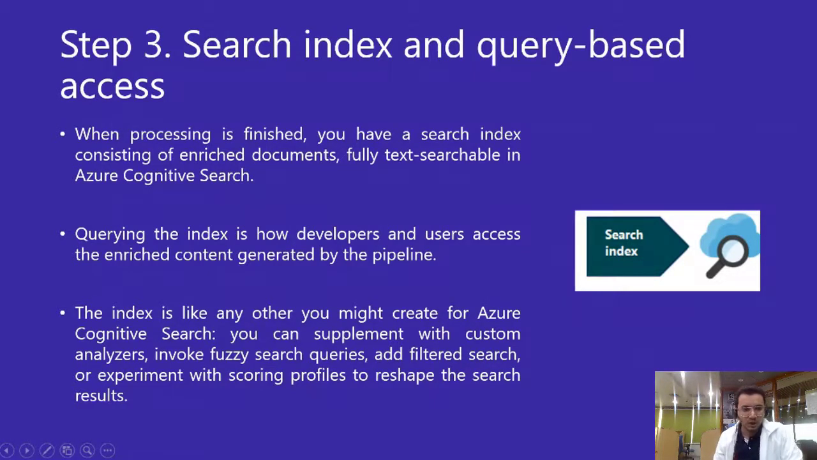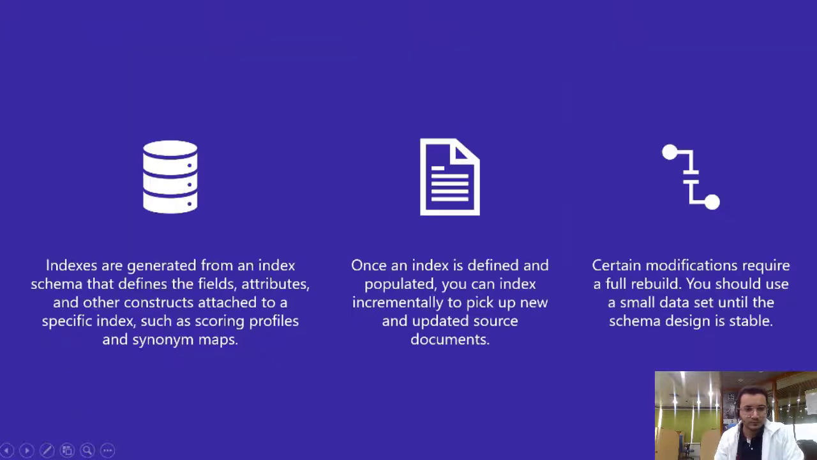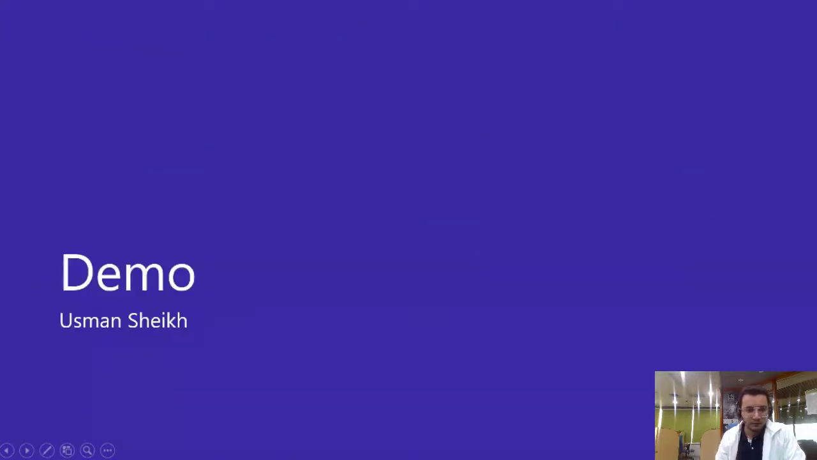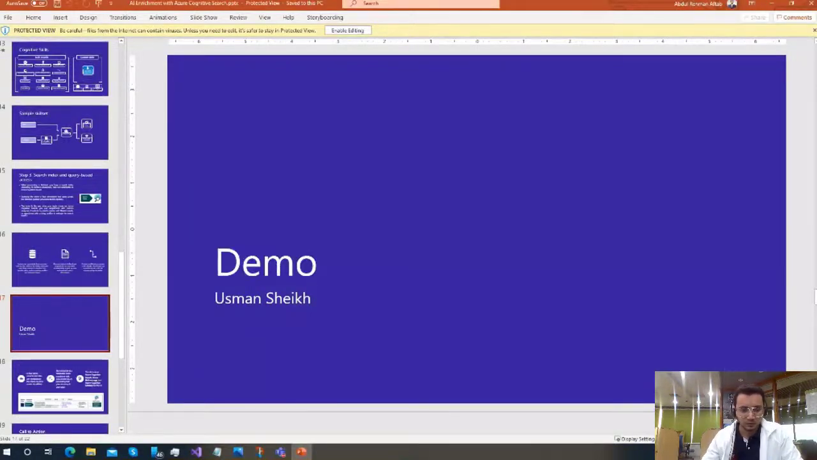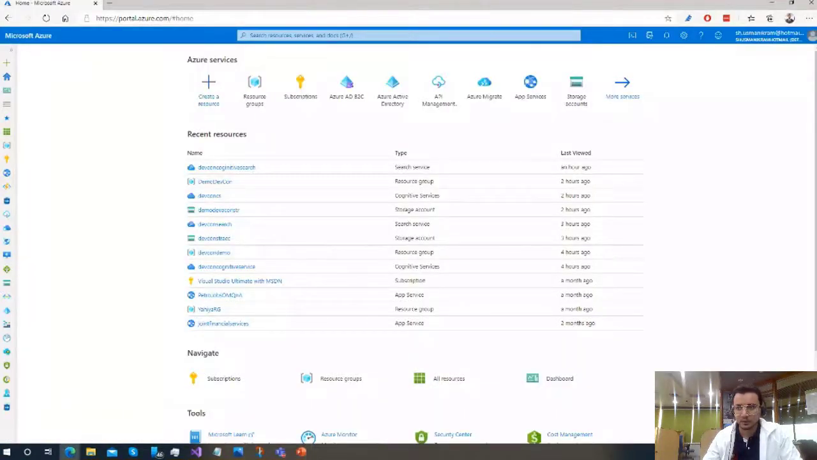So let me move forward for the demo. And we'll talk about other stuff while I'm setting up the demo. So let me switch back to my browser. Okay, so I'm at my Azure portal. I'll be setting up a resource group and 3 services which will be used for this particular demo.